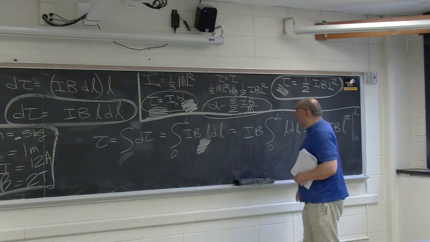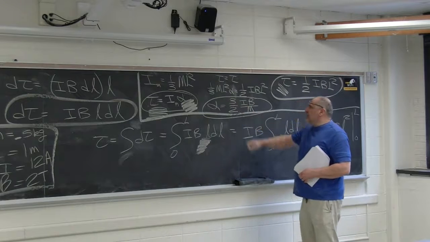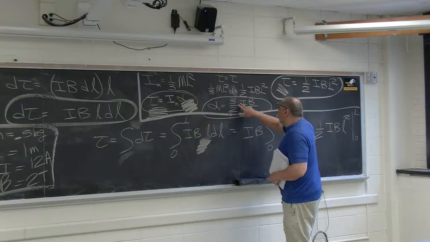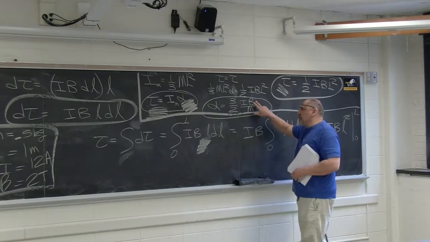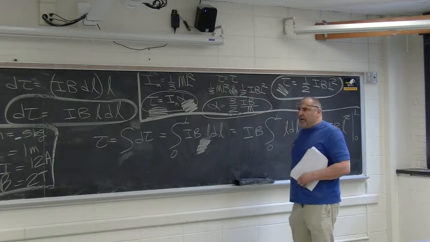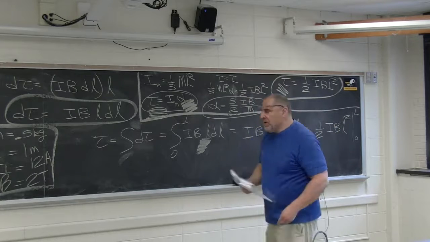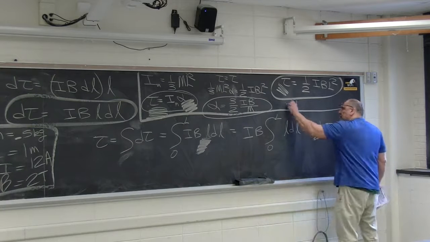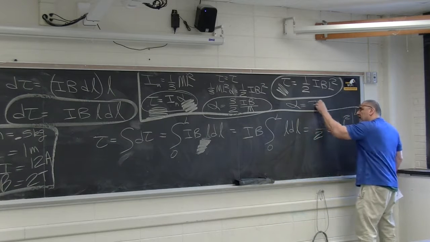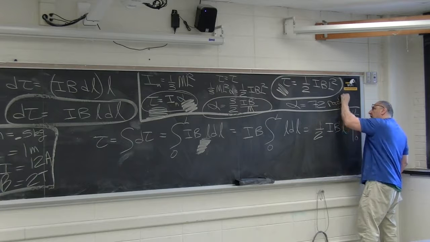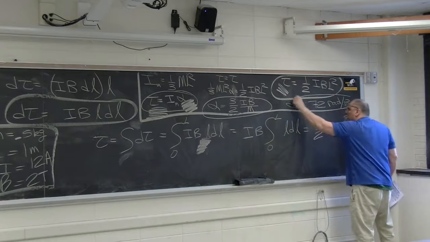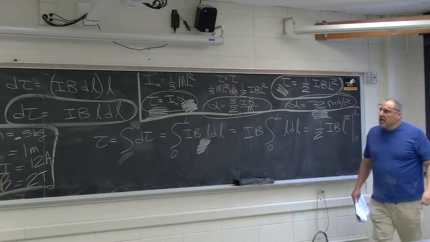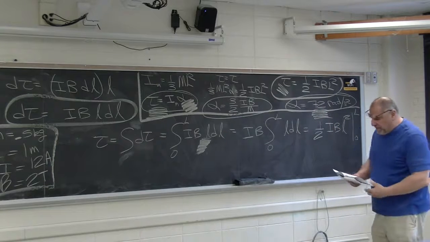3 halves is 1.5. This is 12. 3 halves times 12 is 18. Times 2 is 36. Divided by 0.5 is 72. 72 radians per second per second. It's a wonderful problem. It really is. It's got a lot to it. There are some really good problems in this book.